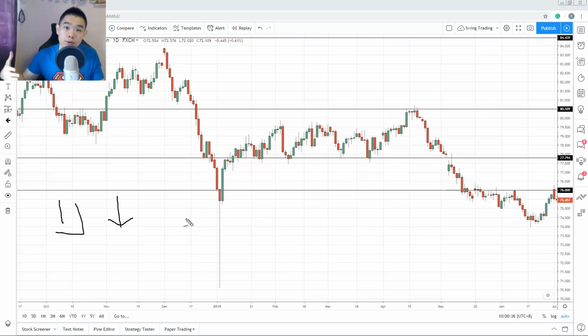Now that I know the trend is down, I want to be selling pullbacks, selling rallies, from an area of value. So the second question I ask myself is, is the price at an area of value? An area of value could be at resistance, at a swing high, at a trend line. Those are examples of an area of value.